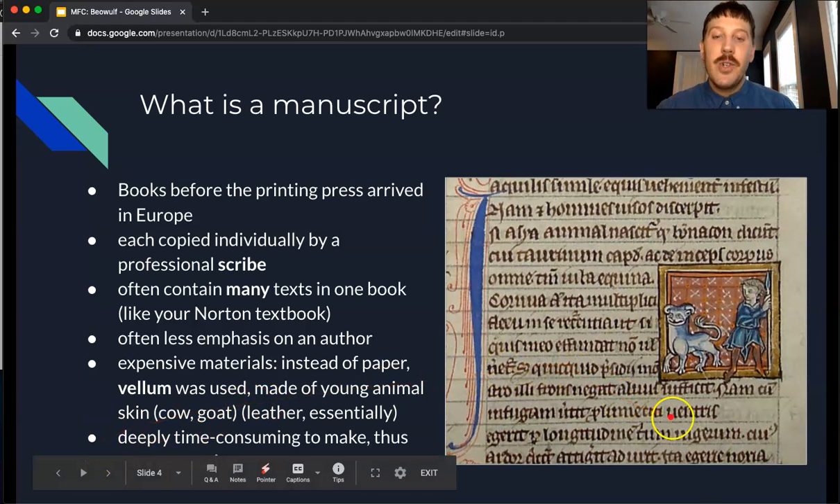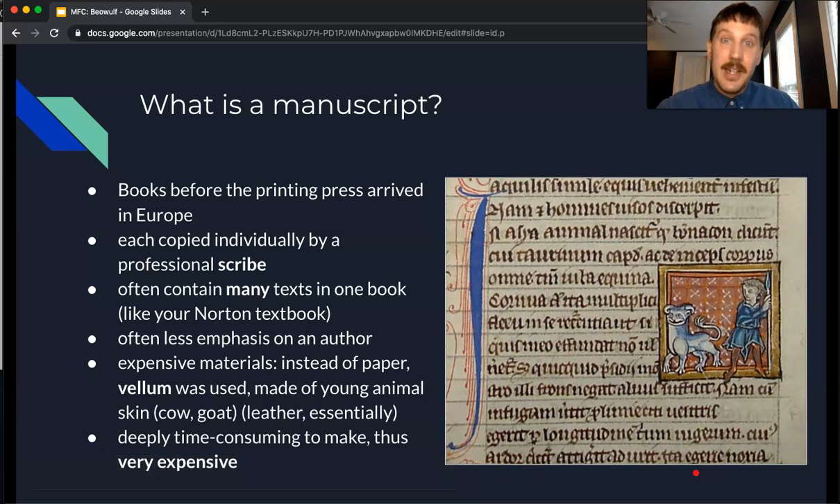And then finally, manuscripts are deeply time consuming to make because, again, they're made one at a time. A scribe uses a source text and then just writes the next one right next to it. So that's very time consuming, and that means they were very expensive, which again means they're really only affordable to the elites, the upper classes. So these are all features of a manuscript.